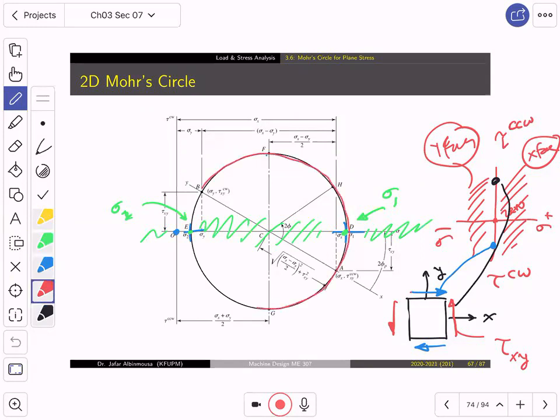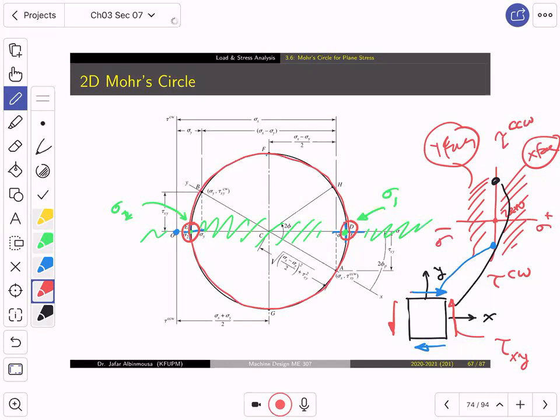Everything happens in the Mohr circle, guys, around this line. So for sigma, where the intersection with the X axis is, it will give you sigma 1 and sigma 2. How do you know which one is sigma 1, which one is sigma 2? The maximum is always sigma 1. That's it.